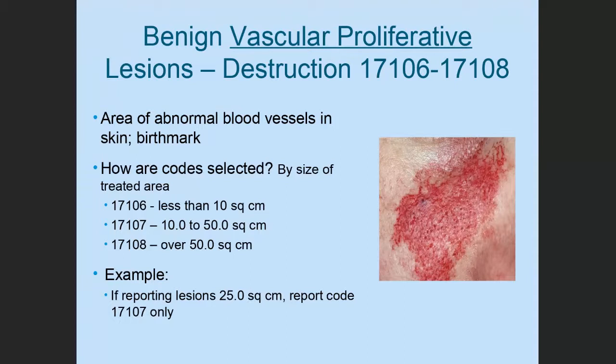Vascular proliferative lesions are another type of benign lesions. These are an area of abnormal blood vessels in the skin, such as a port wine birthmark. So how are these codes selected? Well, destruction of proliferative lesions is in 17106 to 17108, a separate section from the previous ones. And this is by the size of the treated area. You have 17106, which is less than 10 square centimeters, 17107, 10.0 to 50.0, it's a big range, and then 17108, over 50.0 square centimeters. So for example, if you're reporting 25.0 square centimeters, you're going to report only 17107, that's 10 to 50, 25 falls in that area.